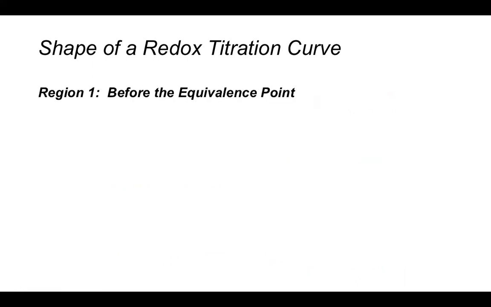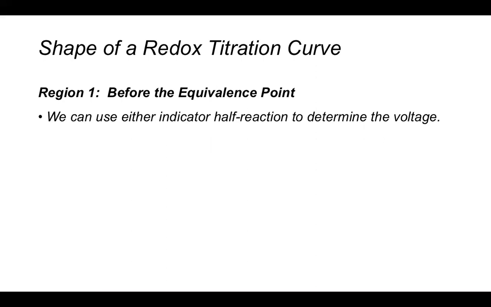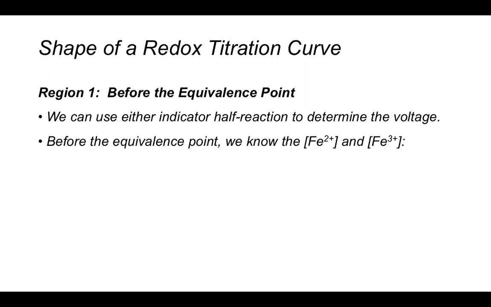So before region one, we still have regions. Of course, we have a titration curve, so we still have regions in our titration. Before the equivalence point, we can use either the indicator half reaction to determine the voltage. And before the equivalence point, we know the concentrations of iron 2 plus and iron 3 plus, because we know how much cerium we have added, and we know how close we are to the equivalence point based on how much we've added.